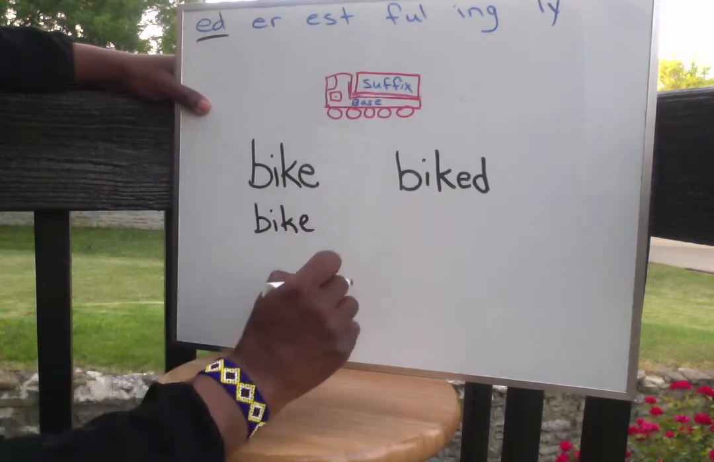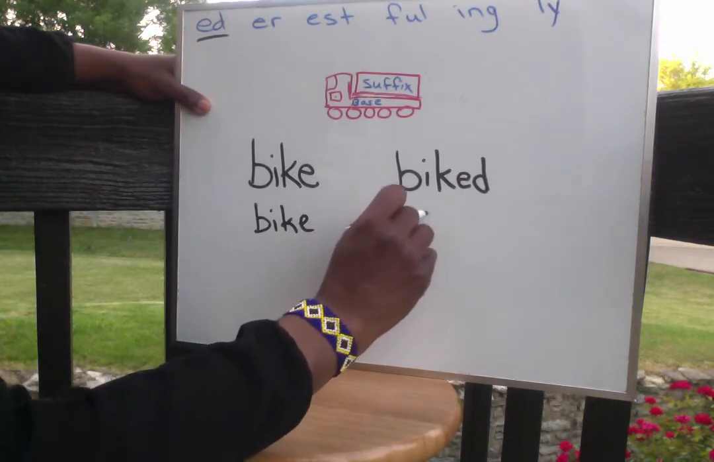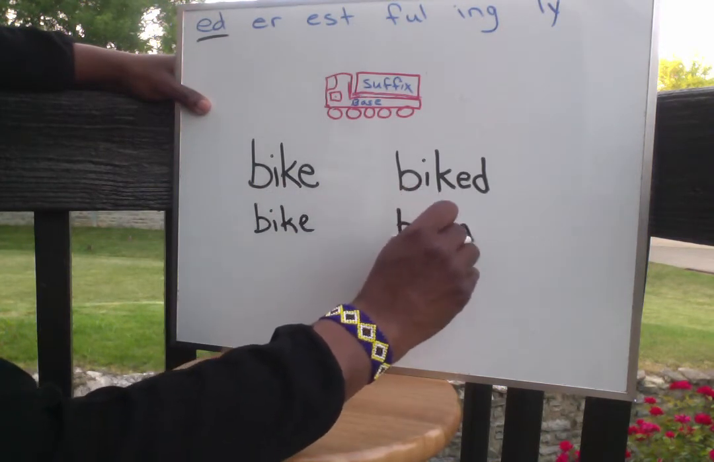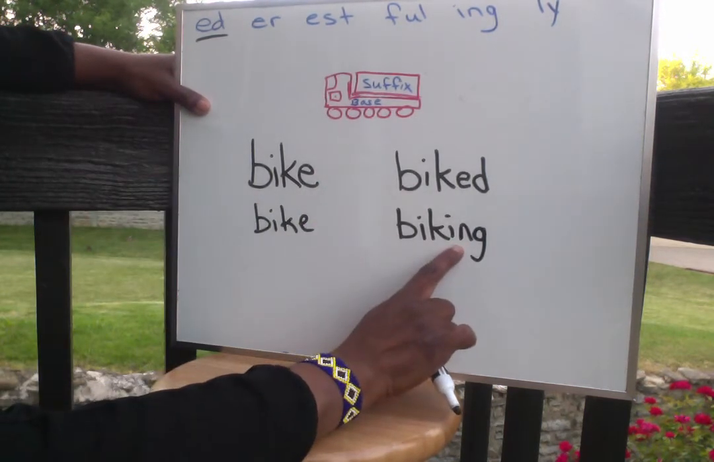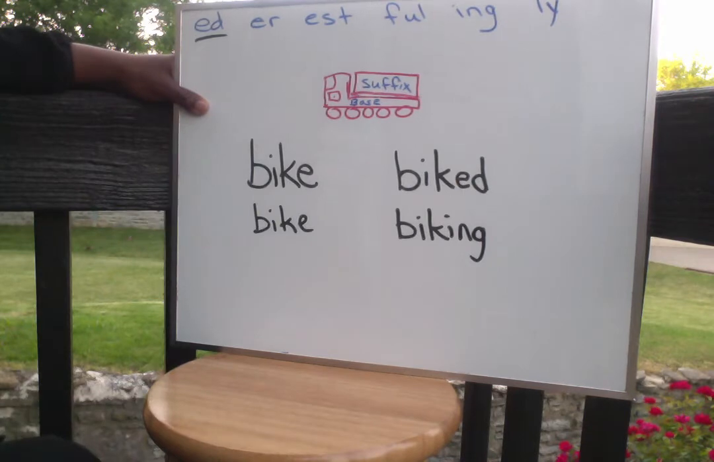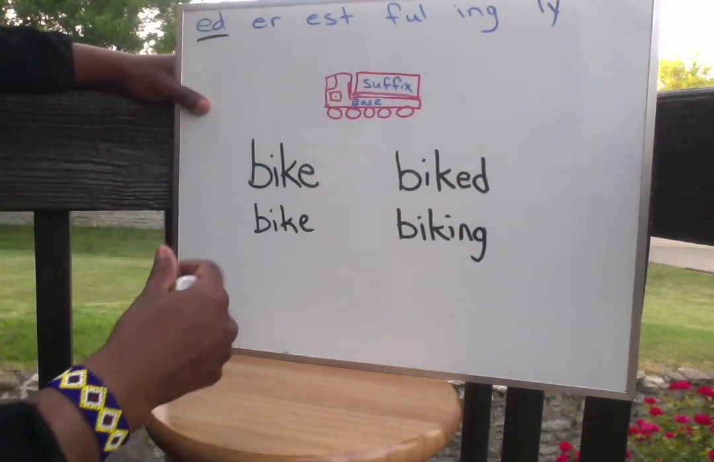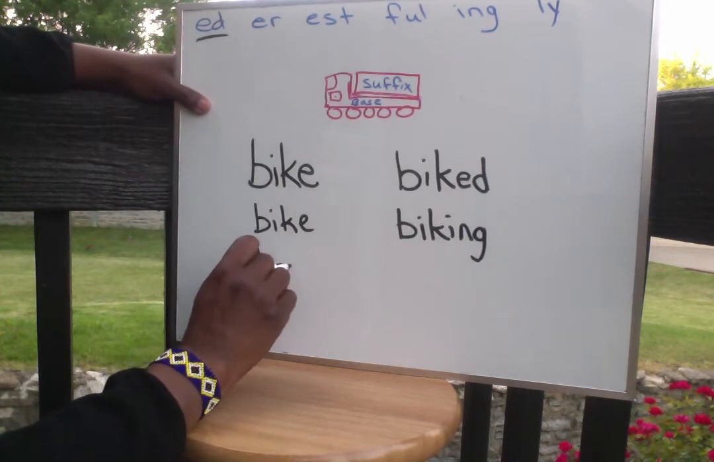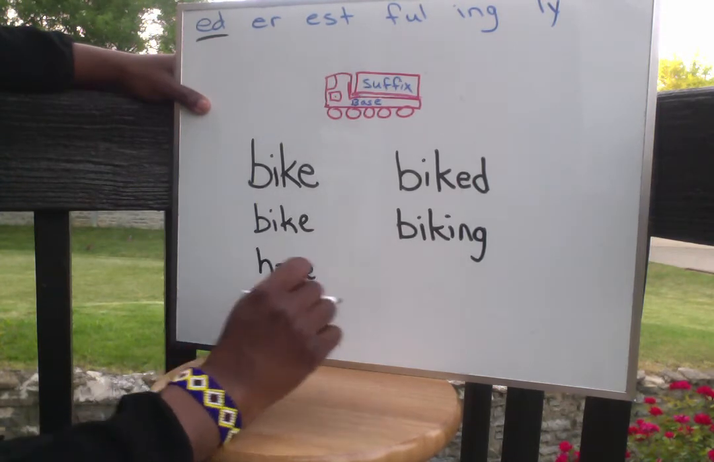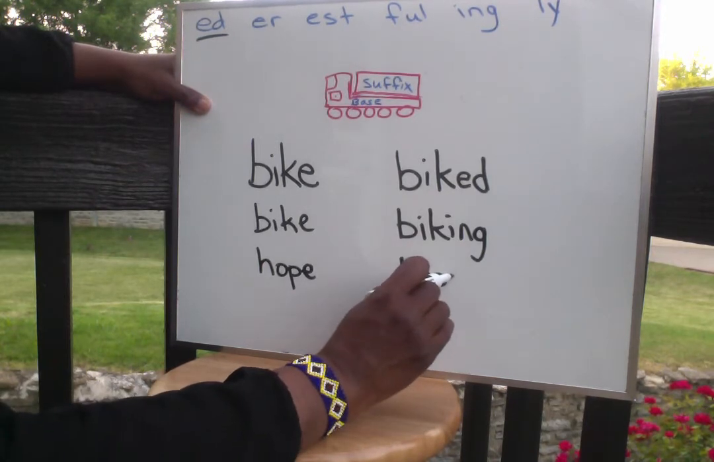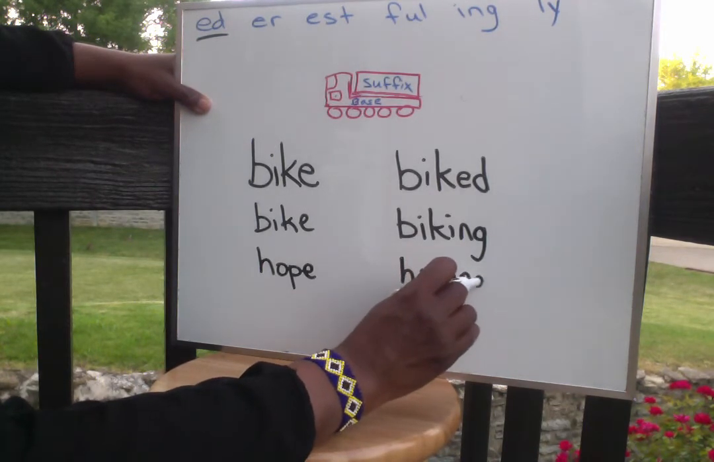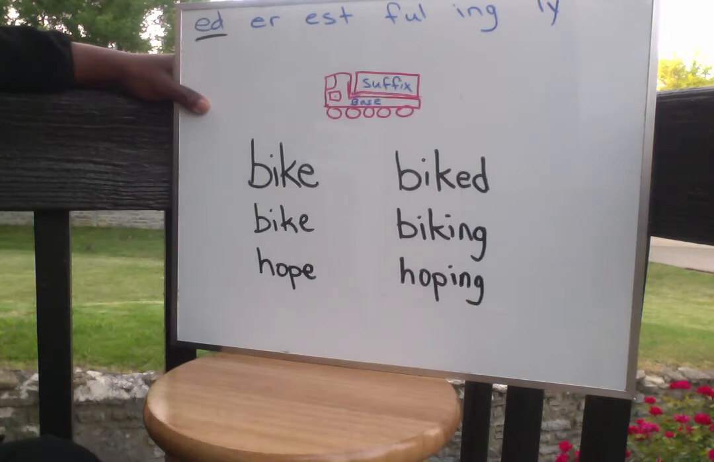Bike. She is biking home now. So since my suffix begins with a vowel, I'm dropping the E. All right? Let's look at hope. I am hoping to win first place. I'm going to drop the E and add my suffix that begins with a vowel.